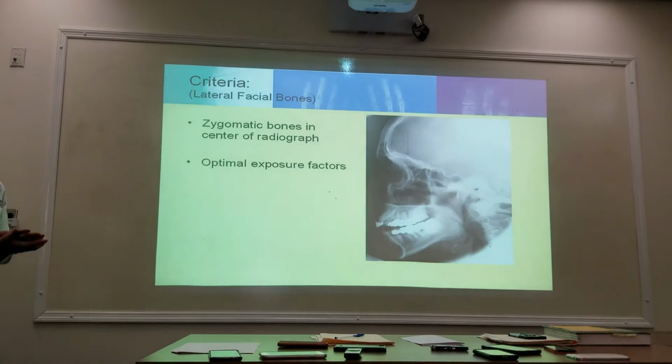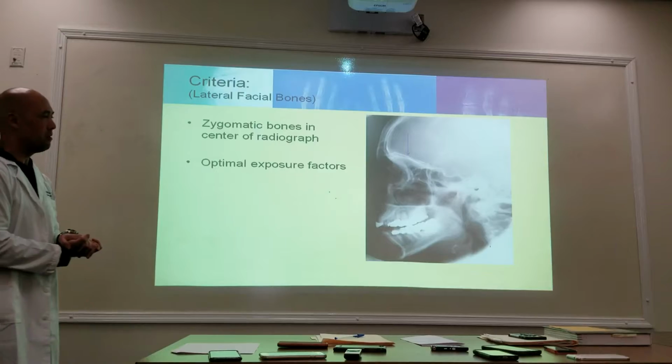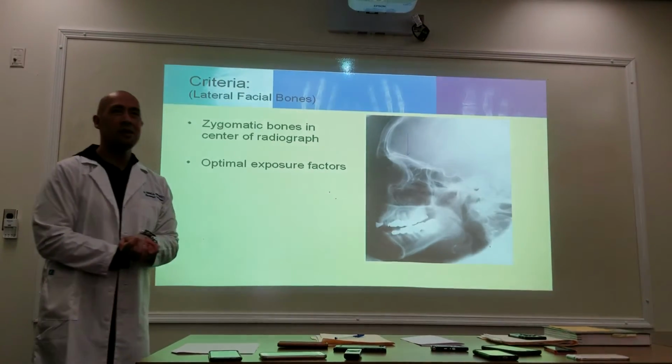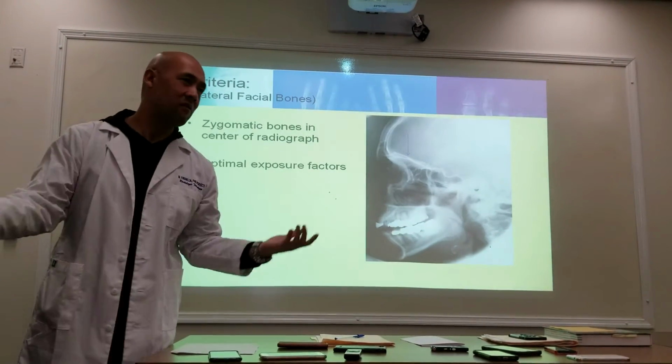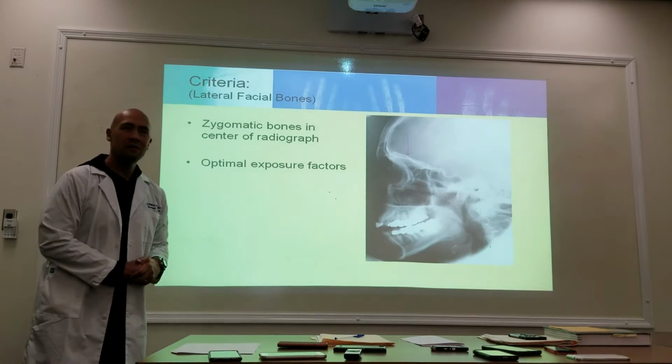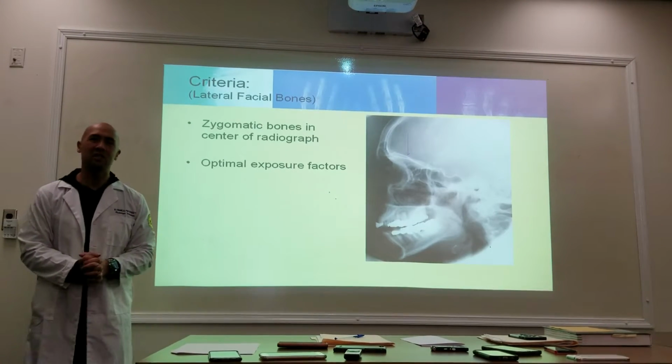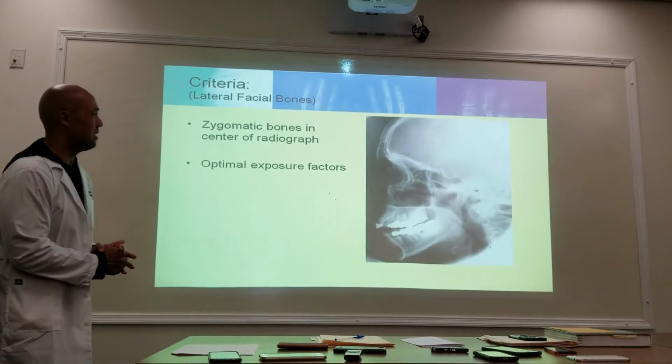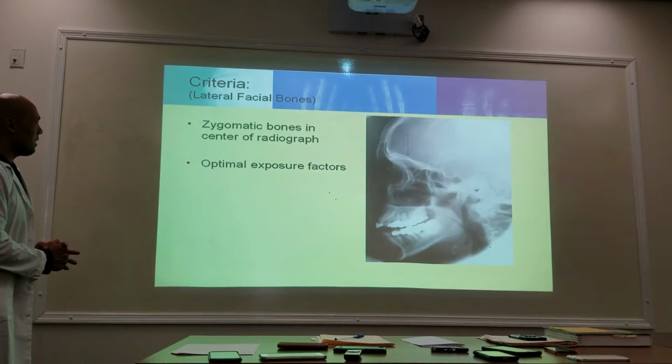Okay, zygomatic bones are centered in the radiograph for optimal exposure. What's an optimal exposure? It's the least amount of exposure that gives us the diagnostic image. kV 75 to 85? 70-ish? Okay, 70-ish is appropriate.